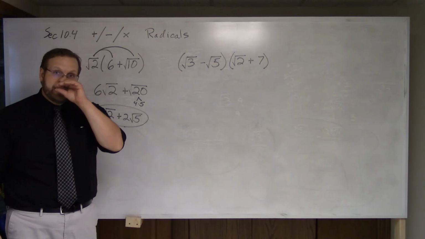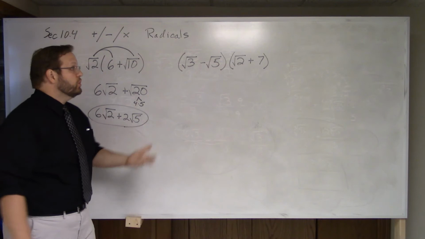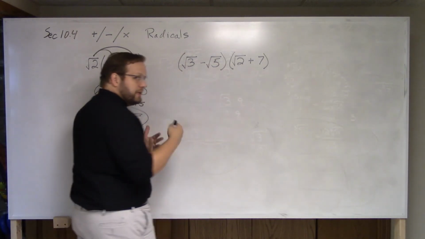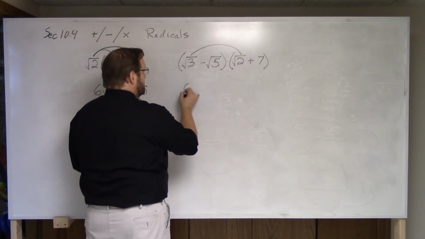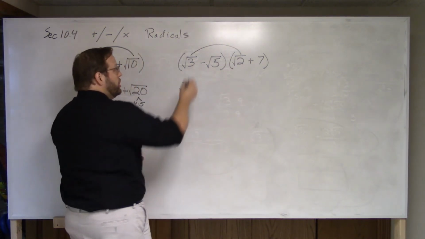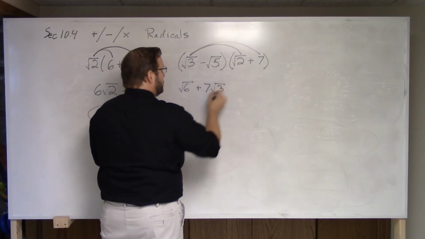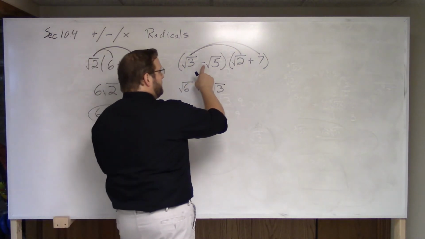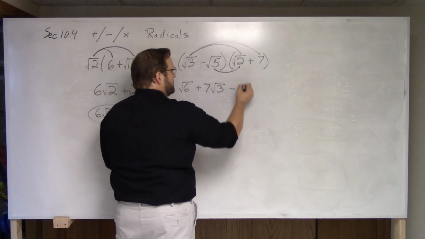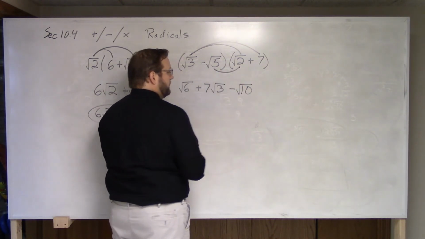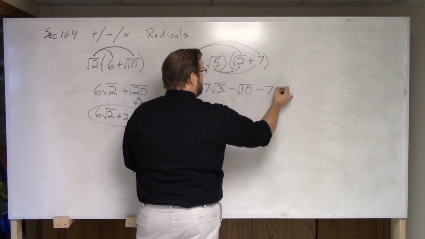Okay, so again, as you're probably thinking, we are going to be distributing this, or you might say FOIL. So when we do that, I just have to keep track of what's inside, what's outside. Root 3 times root 2, both inside, so I just get square root of 6. Root 3 times 7, 7 root 3. Now careful, I have a negative times a positive, so I'm going to have a negative term. And then root 5 and root 2 is root 10. And then negative times positive is a negative, 7 root 5.